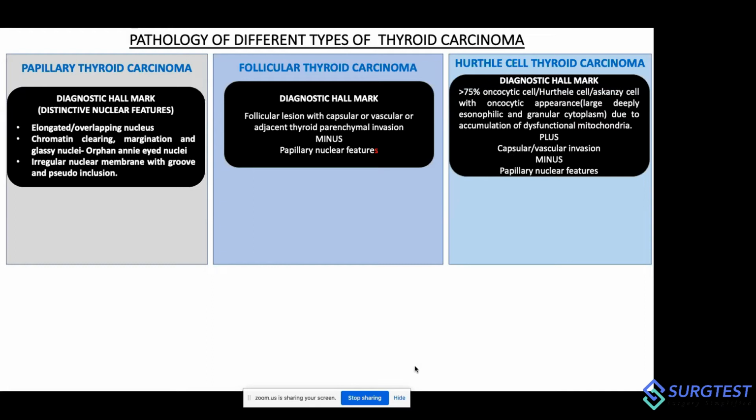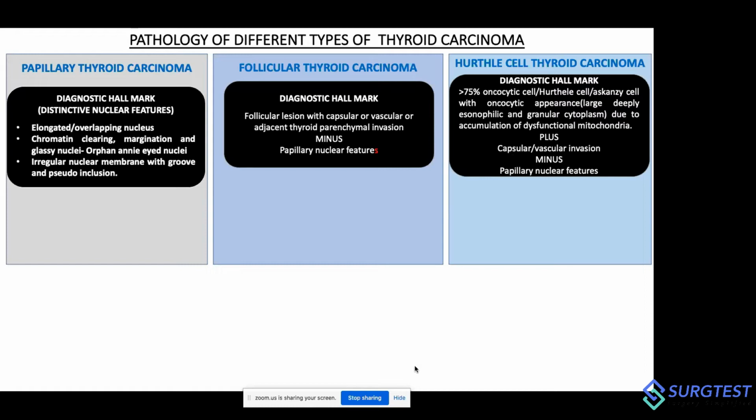No papillary nuclear feature, capsular or vascular invasion, along with more than 75% of oncocytic Hurthle cells, or Askanazy cells, oxyphilic cells, whatever you call them. So what are these oncocytic cells actually? This is the cell which has a very specific appearance, deeply eosinophilic and granular cytoplasm due to accumulation of dysfunctional mitochondria. So I think all these three black boxes should be very clear.